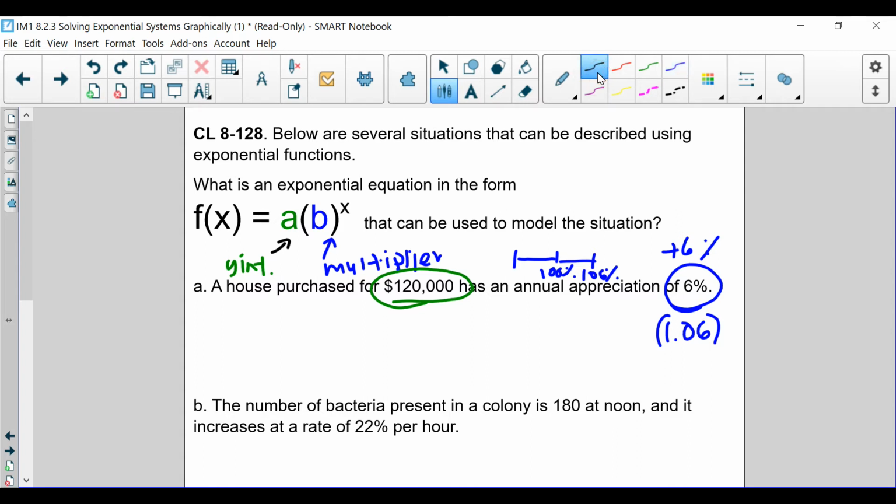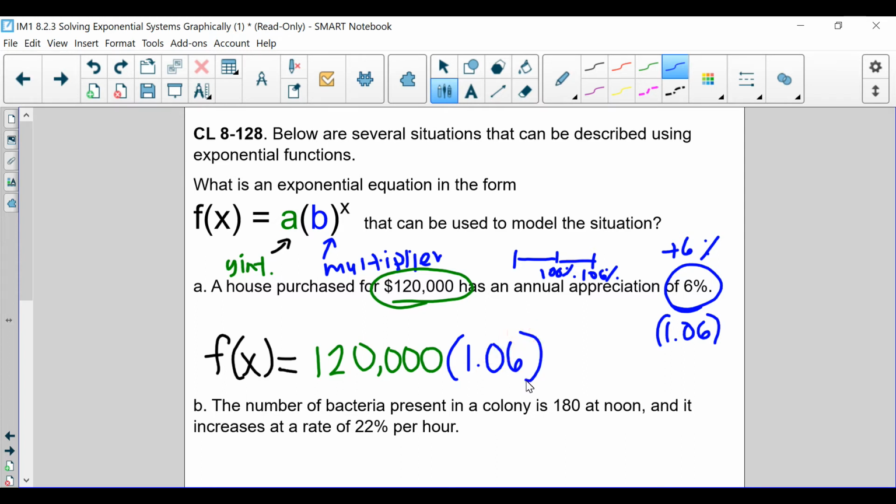So how do we write our equation? Our equation is written as f of x. That's the function with which we're trying to find the value of the house. f of x is equal to a value, which is 120,000. That's the start of the house. Then we write our multiplier, and our multiplier is 1.06, and then we're going to write that to the x power. So what does this all mean? That means you can figure out the value of the house by looking at this equation.